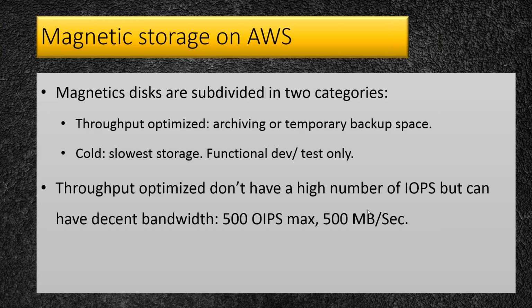If you really just want the bottom of the barrel, to keep the lights on type of thing, then you can go with what they call cold magnetic storage. It's literally the lowest storage that you find and that you can attach to the VM. My recommendation is to use that for functional dev test only, since it doesn't provide any type of latency SLAs or anything like that. They'll give you some storage, and they don't provide any guarantees of how well it will perform or not. So, those are the choices on AWS.